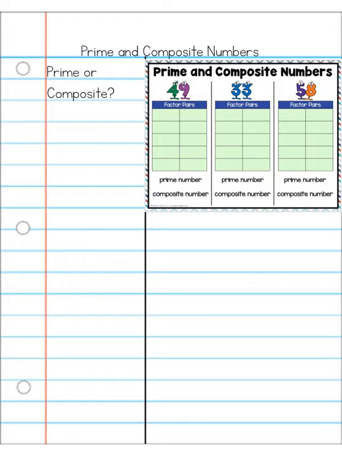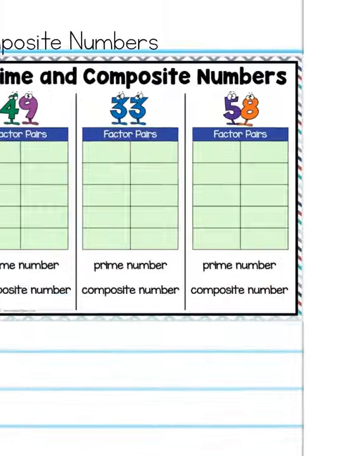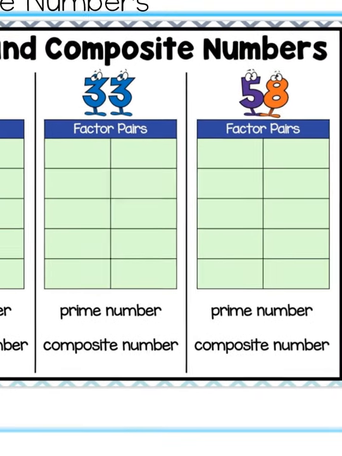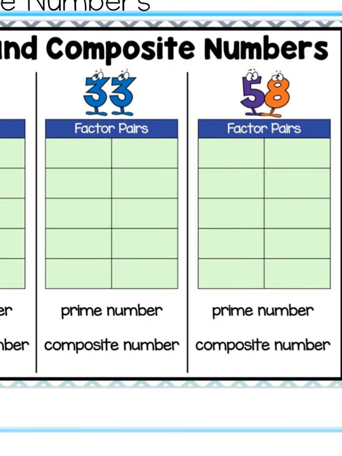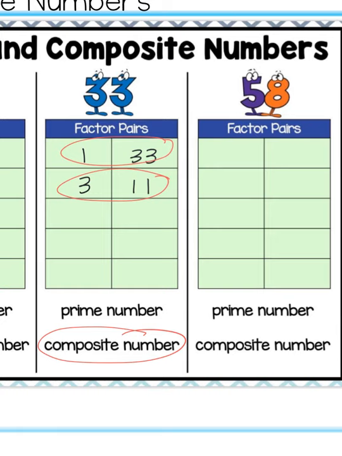Now we'll do a little more practice. We already did 49, so let's look at 33. 1 and 33. 33 is odd, so it's not divisible by 2. But because 3 plus 3 equals 6, and 6 is divisible by 3, I can do the number 3. So this is a composite number because it has more than one factor pair.